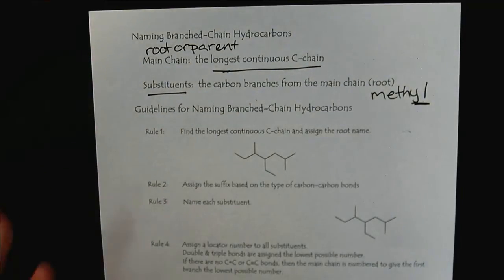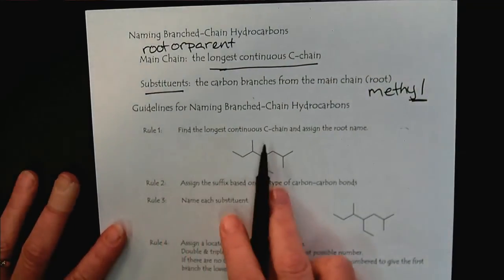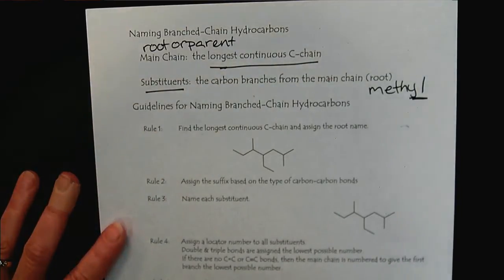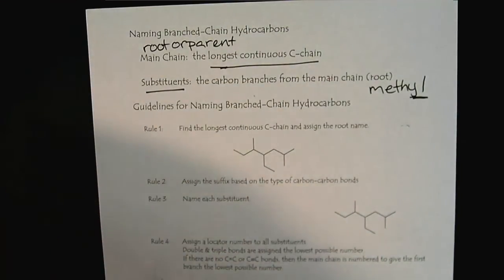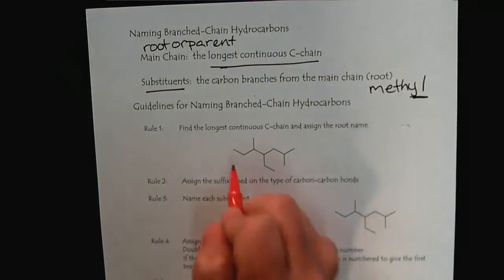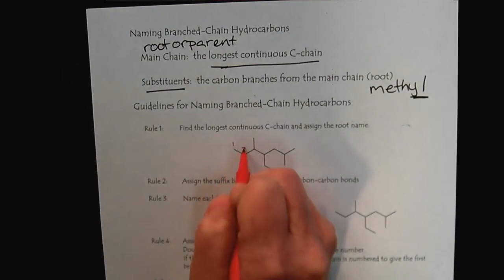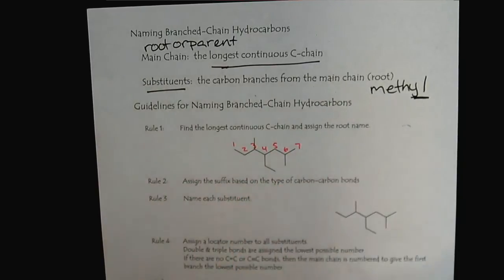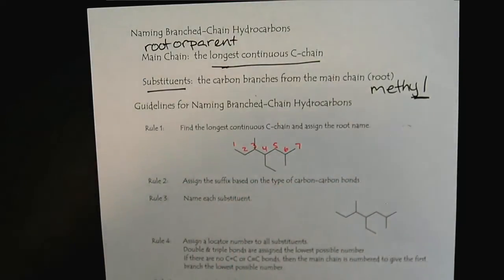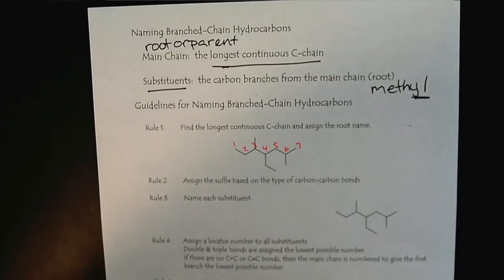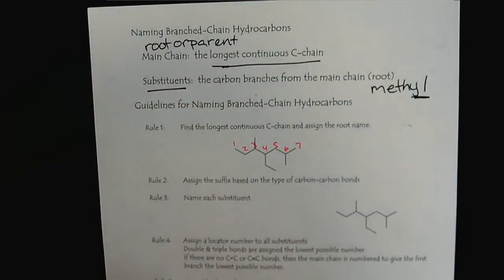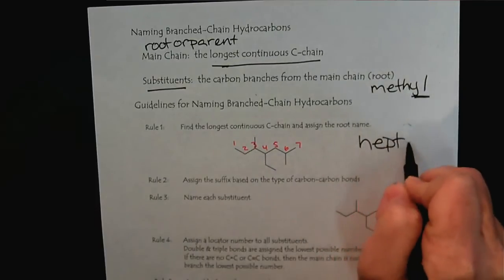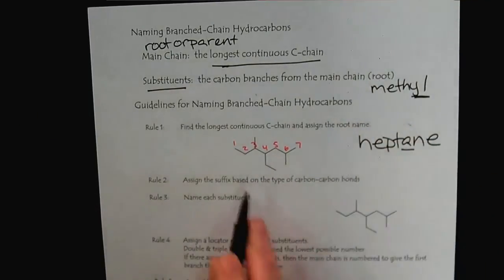Alrighty, so let's look here. Find the longest continuous carbon chain and assign the root name. So when we look at this molecule here, we can find 1, 2, 3, 4, 5, 6, 7. So there's our longest chain. That tells us that the root name will be heptane because it's all single bonds.